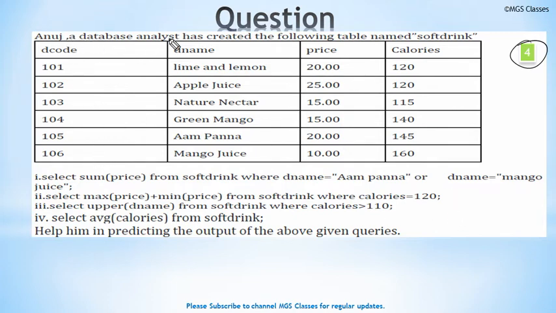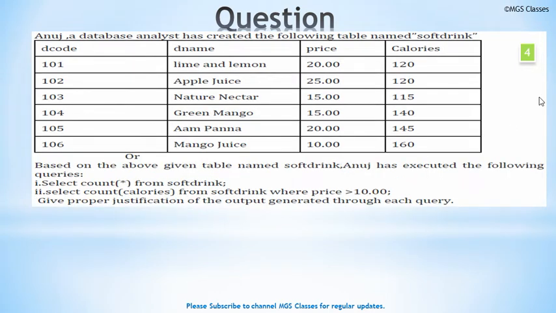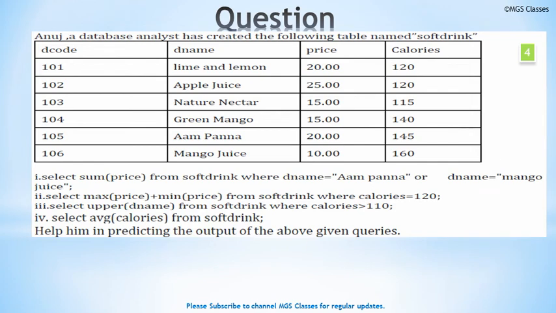So Anuj, a database analyst, has created the following table. Its name is soft drink and it has 4 columns: D code, D name, price and calories, and you need to predict the output of the following queries. So there are 4 queries in this question and you need to predict the output of these queries one by one. Okay, so let's see the question and see the solution. Oh, this question has internal choice also. So first I will discuss this portion of the question, then we will see the internal choice.